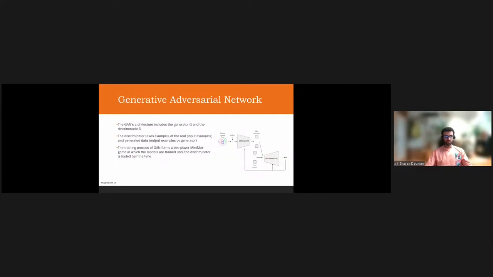The GAN, or generative adversarial network, architecture includes a generator G and a discriminator D. The generator learns the distribution of the input data during the training process to resemble the actual samples. The discriminator takes the real input examples and the generated data, the output examples of the generator. The training process of a GAN forms a two-player min-max game in which the models are trained until the discriminator is fooled half of the time. Indeed, during training the discriminator attempts to maximize the probability of assigning the correct label to real and synthetic data generated by the generator G.